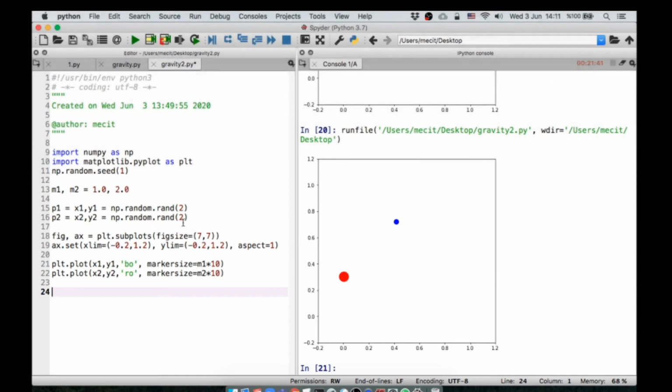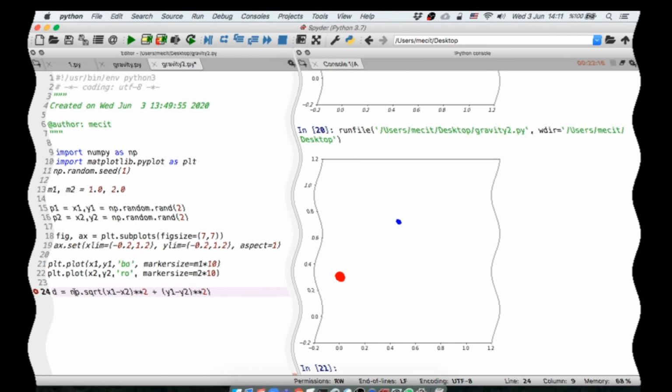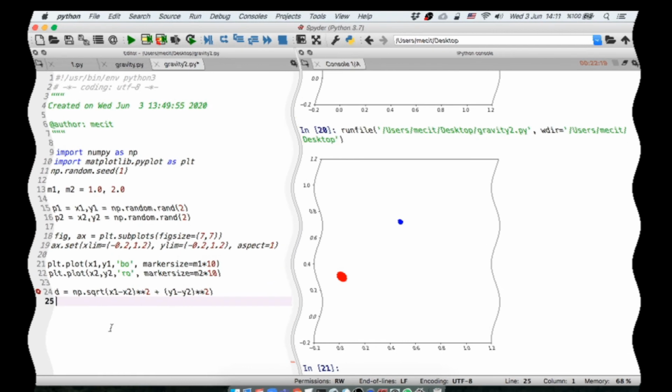Now we come to the point where we calculate the distance between these 2 points. Of course, the radius, the distance between these 2 points, let's call it D, is the Pythagorean distance: x1 minus x2 squared, plus y1 minus y2 squared, and then the square root of this. Okay, so let me run this.